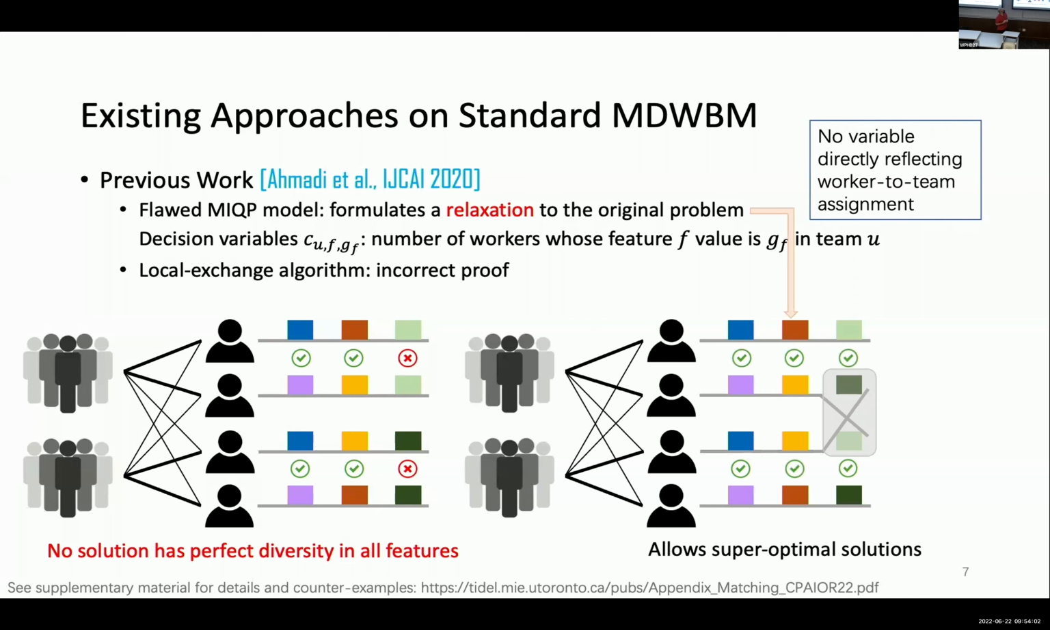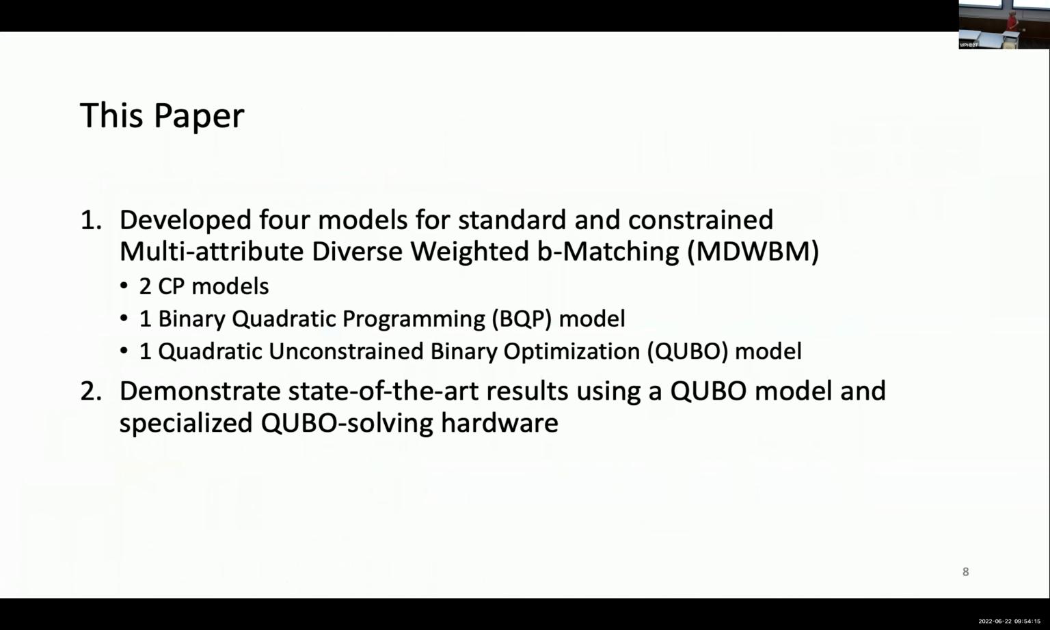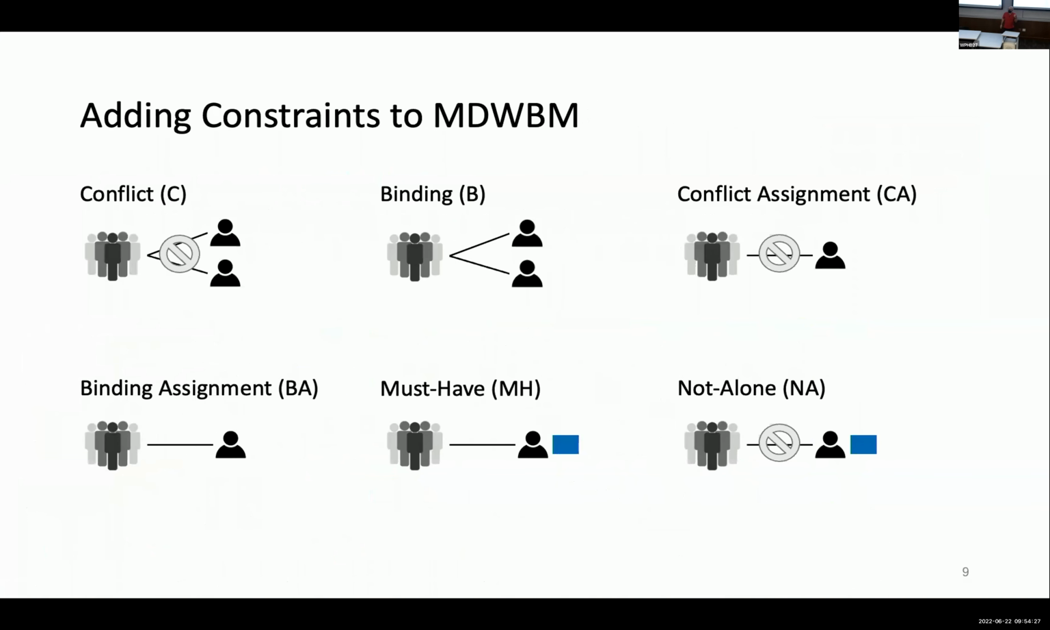They also suggested a local exchange algorithm, which they proved was going to always find the optimal solution. Unfortunately, we have a counterexample that shows that it gets stuck in a local optima. And so what this paper is about then is reconsidering this problem. We want to come up with some model-based approaches to solve this problem, and we want to investigate QUBO models to solve this problem. We also add constraints.